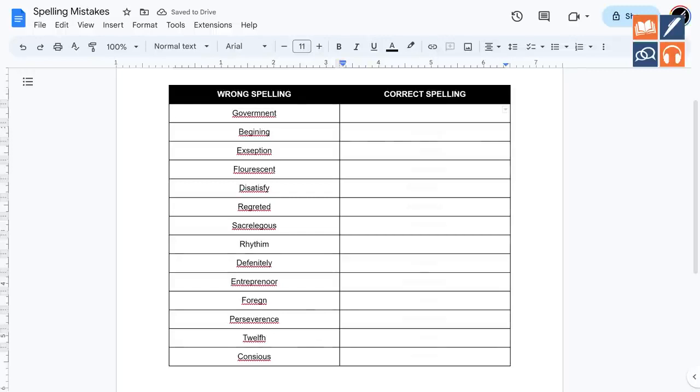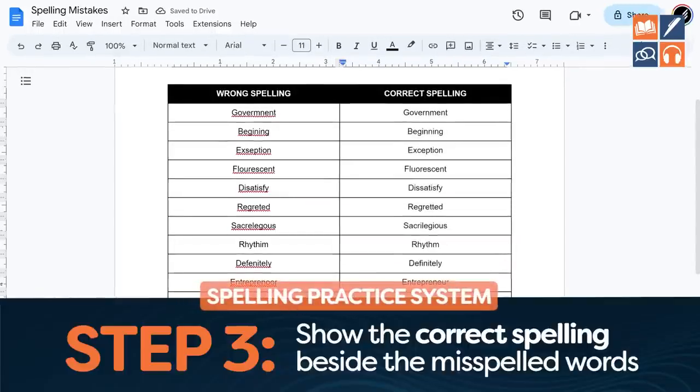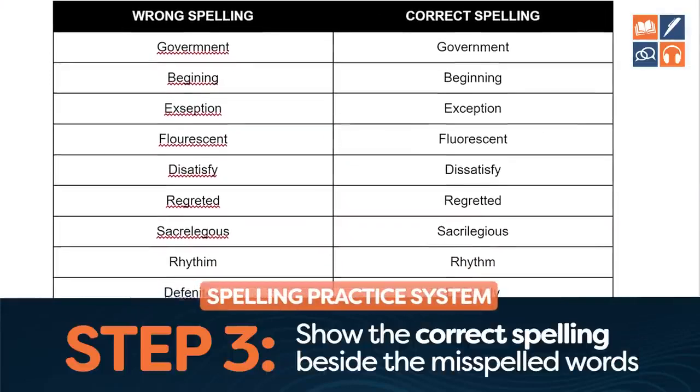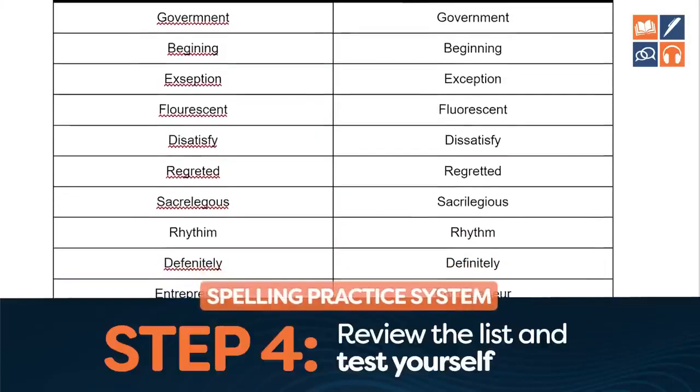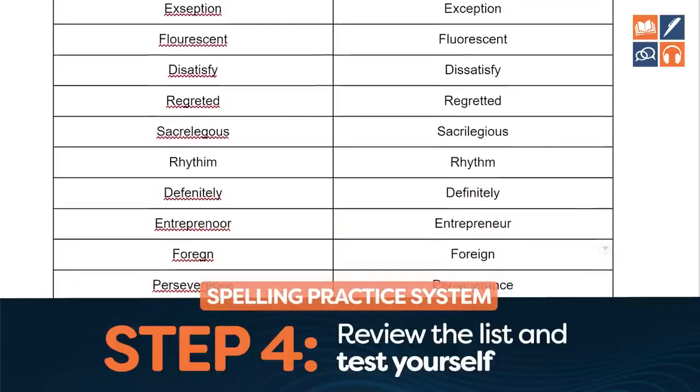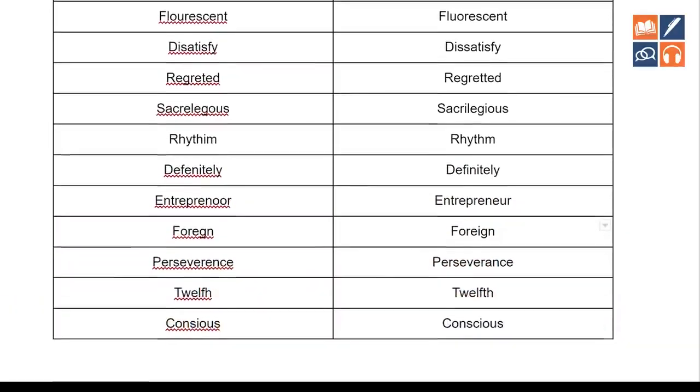Then what you do is you show the correct spelling beside it, and then once a week or once a month you review those. You cover up the ones that are correct and you try to spell those words correctly. Over time, you will notice common words that you will always spell incorrectly, and then you will remove those spelling mistakes and improve your ability to spell these words correctly.